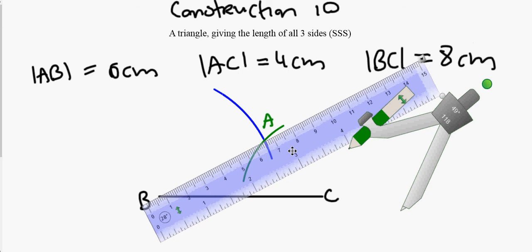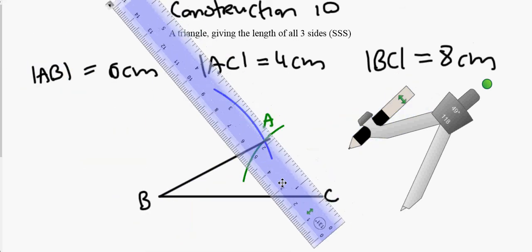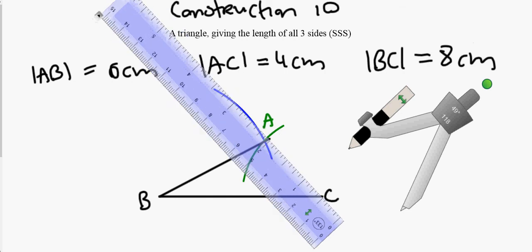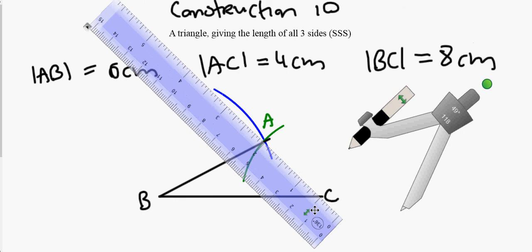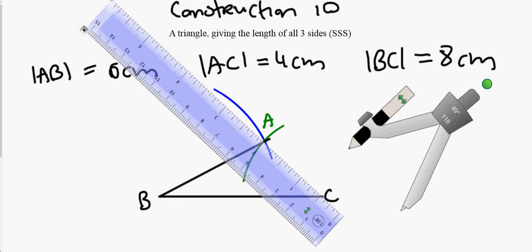So that's about right there. There's the first line, and then we're going to join the second one now. And we have our triangle. So we have our triangle here, okay? There we go. Our triangle ABC.